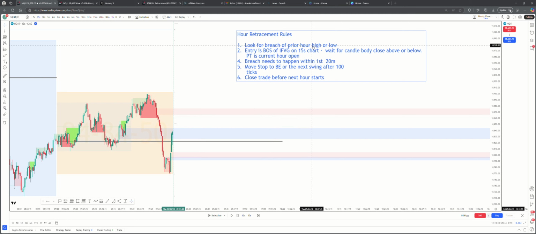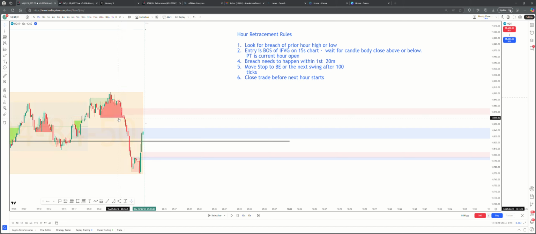So first of all, I'm looking for the breach of the prior hour high or low. I look for a break of structure or an inverted fair value gap on the 15-second chart. Now with the break of structure, you can see how this broke structure with only a wick. I like to wait for the following candle to get a body close outside of the structure. So my entry wouldn't actually happen until this third candle, until this second candle closed.